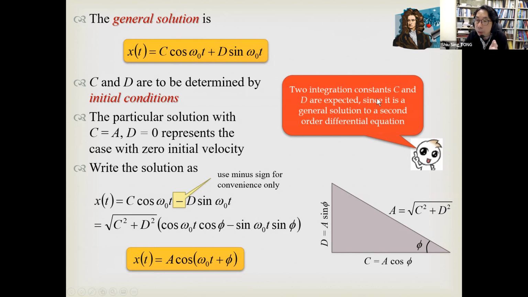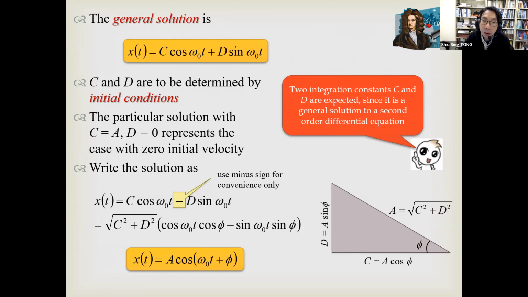And for each integration, I introduce one integration constant. So in total I have two integration constants. And these two integration constants exactly allow us to insert the initial condition. The initial condition consists of the initial position of the object, where the object is, and also the initial velocity of the object, with what velocity the object is moving initially.